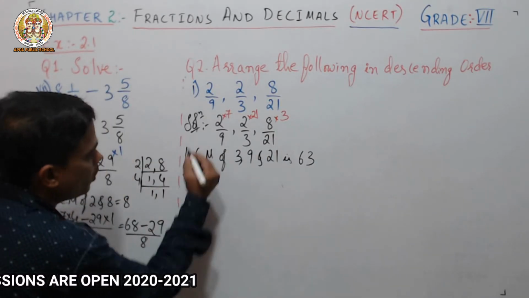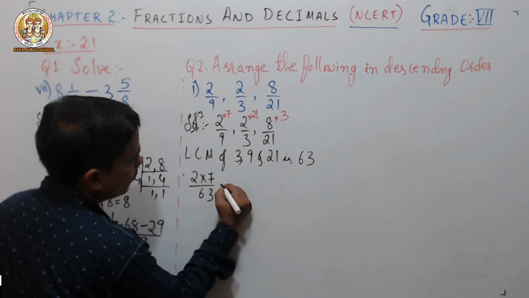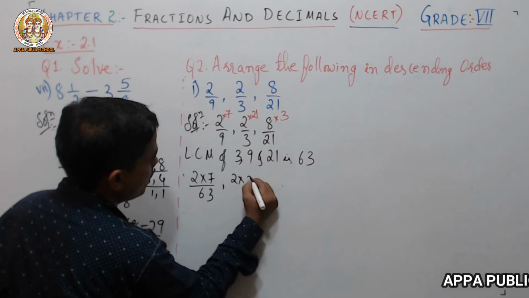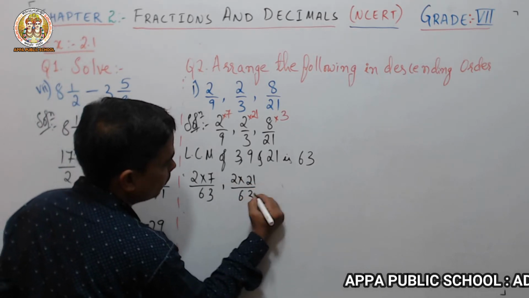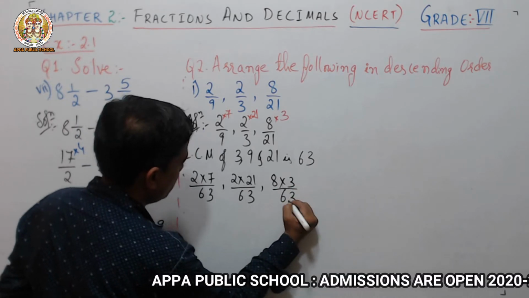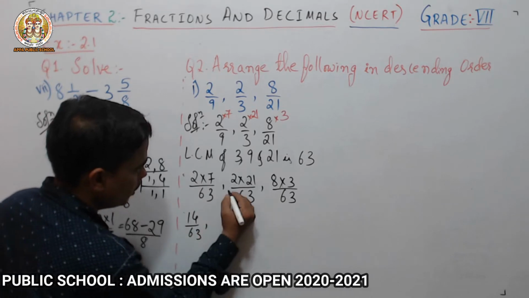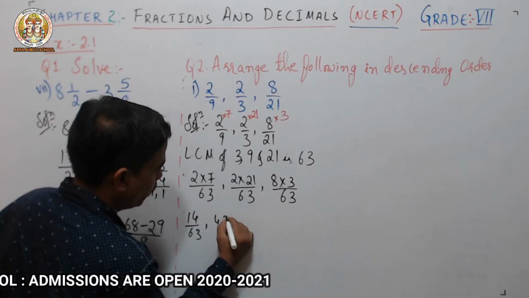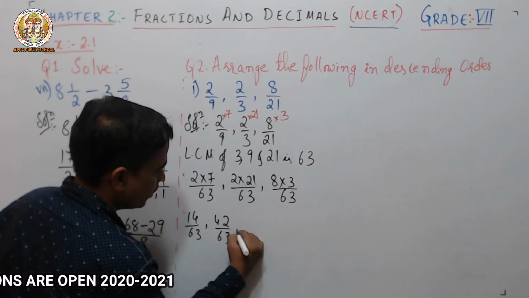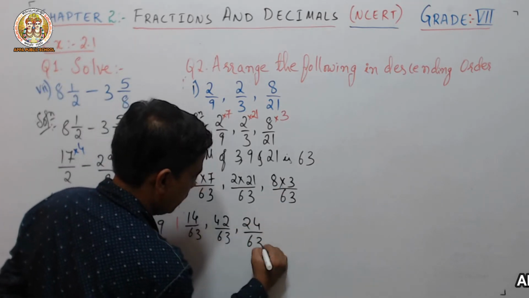Next. So I will write it as 2 into 7 divided by 63, which is the LCM, comma 2 into 21 divided by 63, comma 8 into 3 divided by 63. Next, 7 2s are 14 divided by 63, comma 21 2s are 42 divided by 63, comma 3 8s are 24 divided by 63.